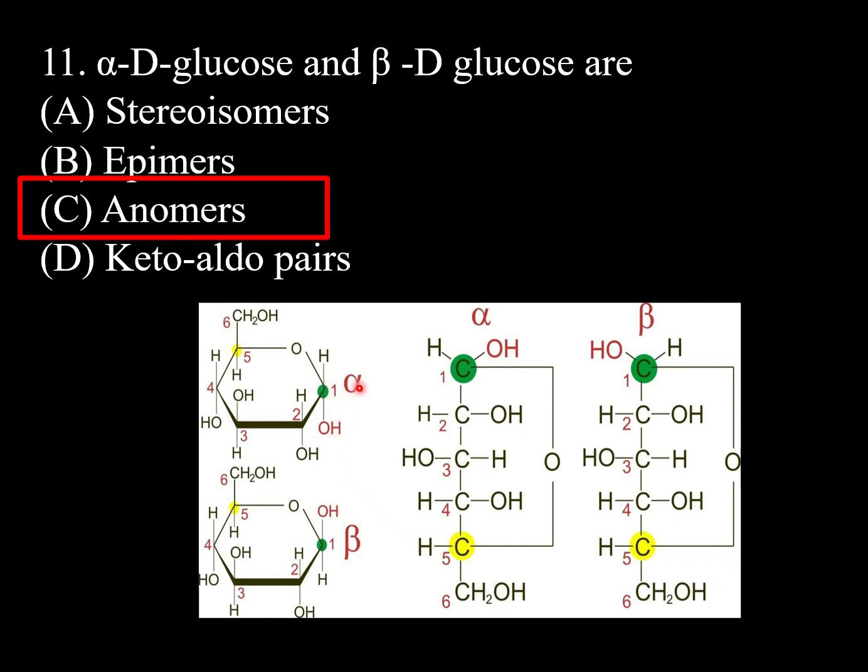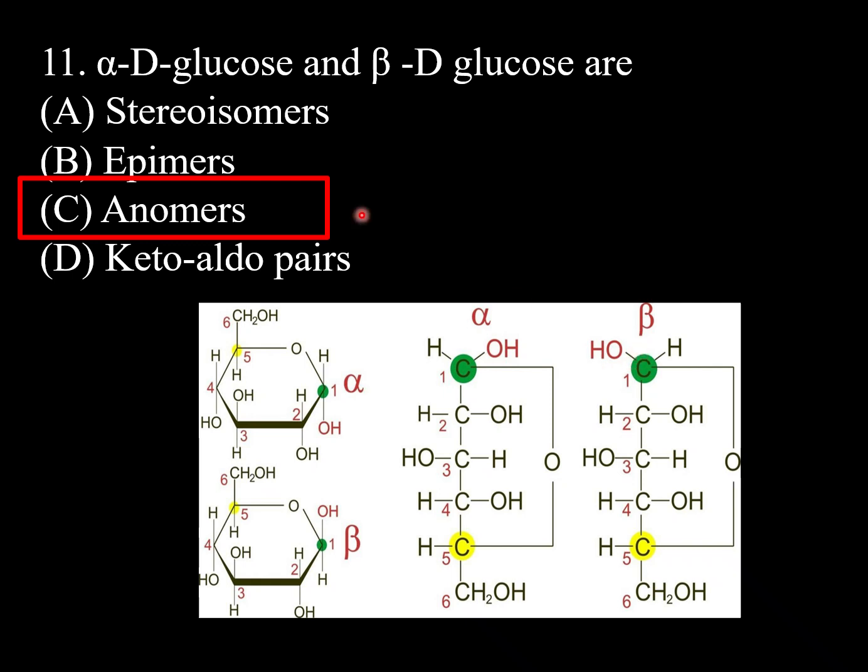So this is the alpha carbon. If the hydroxyl group or the functional group is above, then it is known as beta. So alpha is the one in which the hydroxyl group is below, and beta is the one in which the configuration of the hydroxyl group is above. This is in ring structure form. In open chain form, in Fischer projections, if the hydroxyl group is present on the right side, it is alpha, and if the configuration of the hydroxyl is on the left side, it is beta.